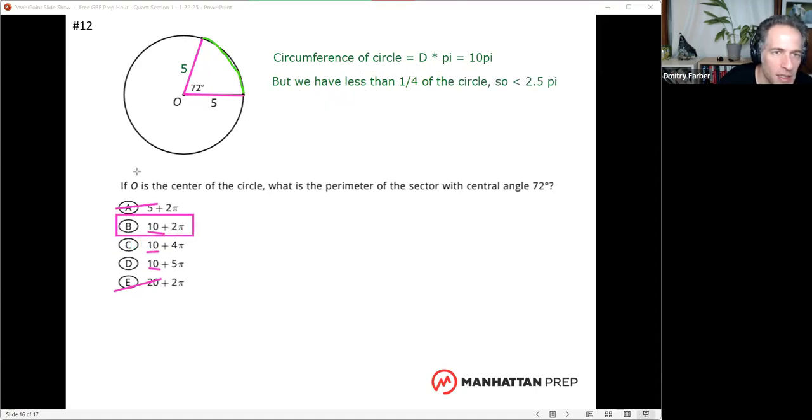But if I recognize that the idea is 72 out of 360 will tell you what fraction of the circle we have. So 72 over 360 would be equal to our arc over the circumference. Another way to say that is that we have 1/5 of the circle. 72 goes into 360 five times. And so I've got arc over 10 pi like this. So 1/5 of 10 pi would be 2 pi.